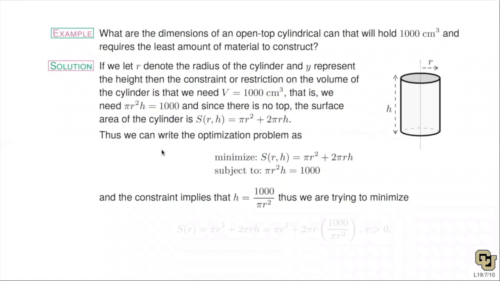So r would be the positive square root of 1,000 over pi h, and that's kind of irritating to differentiate. It's much easier to solve for h. H here is just 1,000 over pi r squared, so I solve for h. And so now substitute this expression for h.